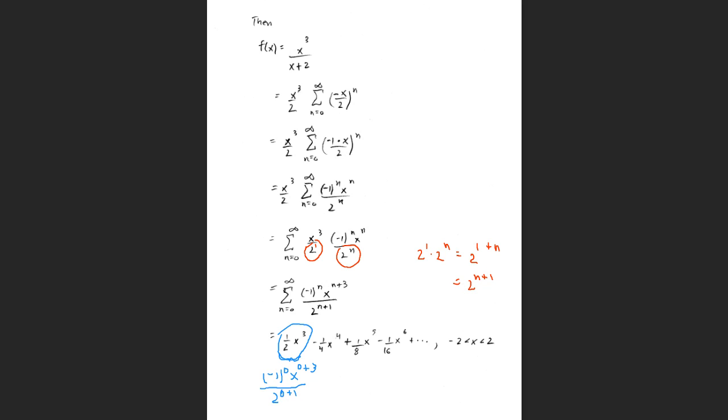The next term, negative 1/4 x to the 4th, how do we get that? Well, that's negative 1 to the first power times x to the 1 plus 3 power, all over 2 to the 1 plus 1 power, which is 2 squared, right? That'll get you 4. Okay, and you can keep going.